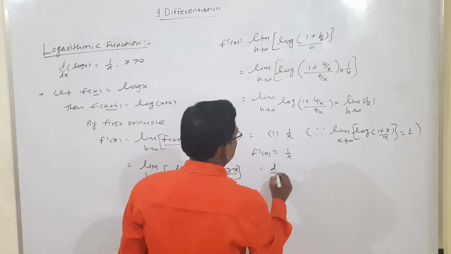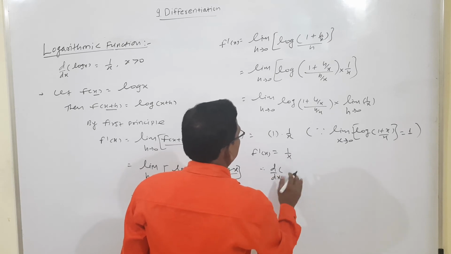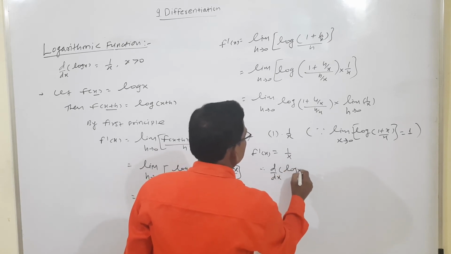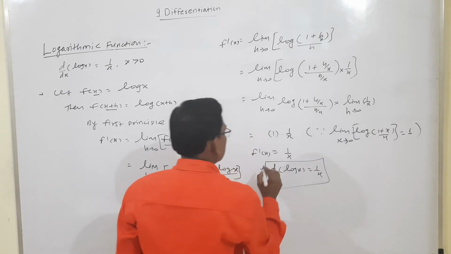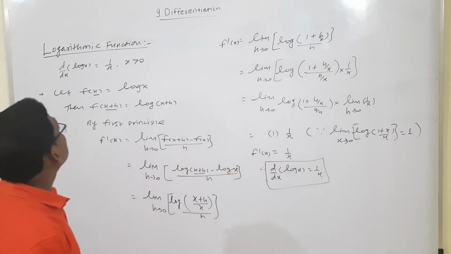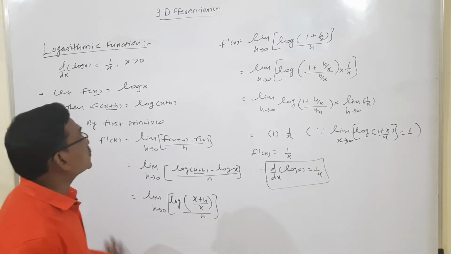So in this way, we can also write that the derivative of log x is equal to 1 by x. Hence we have found that the derivative of log x is 1 by x. It is the logarithmic function.